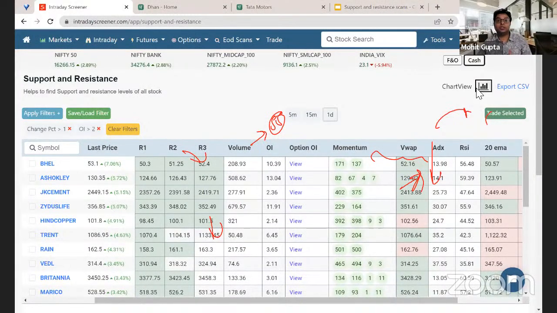So you can use the option chain for double confirmation, and it is a very good confirmation for FNO stocks. Unfortunately, it's only available for FNO stocks, so you can do it for FNO stocks.